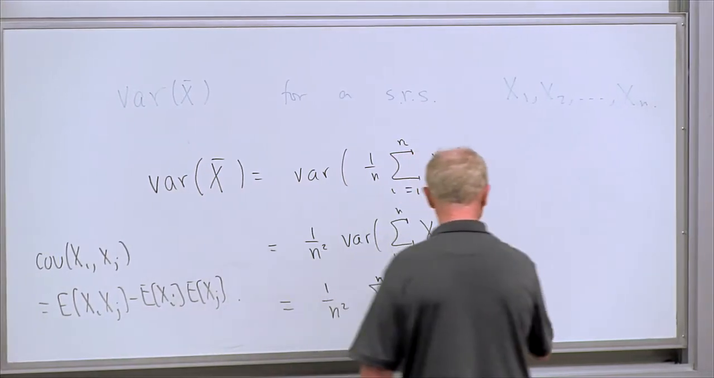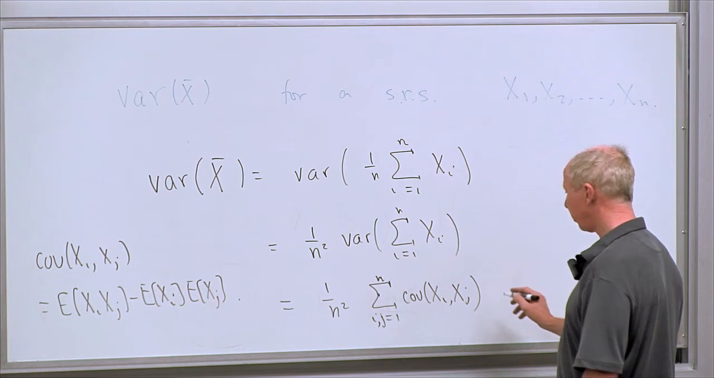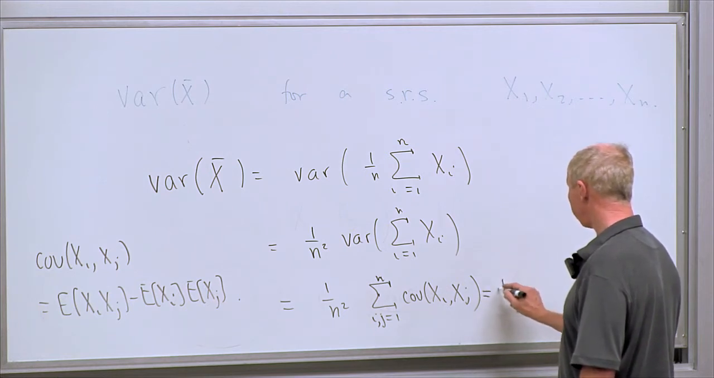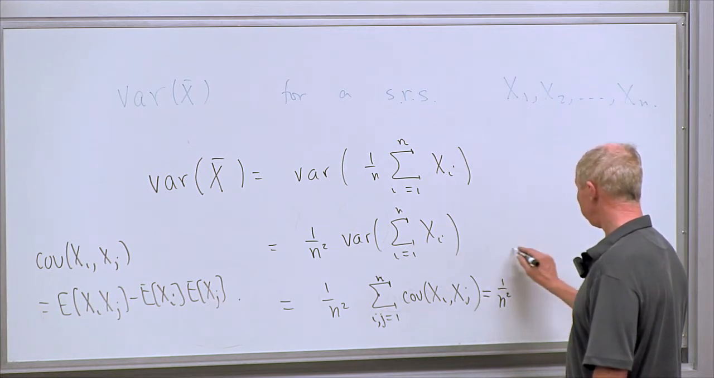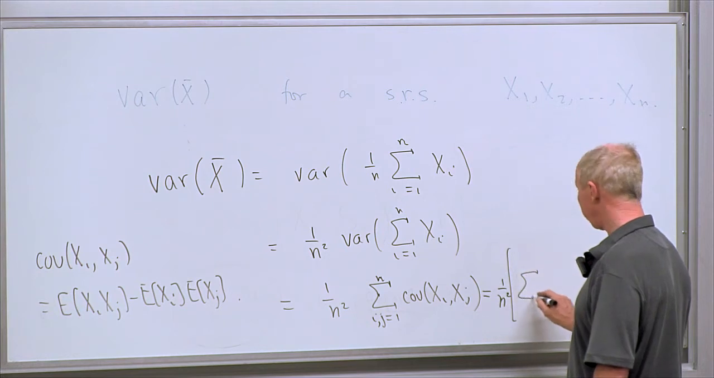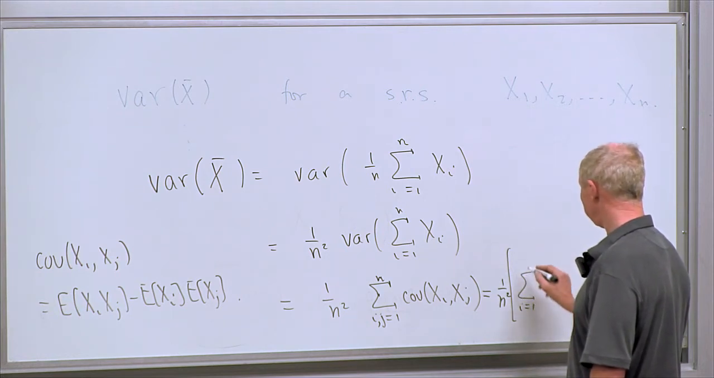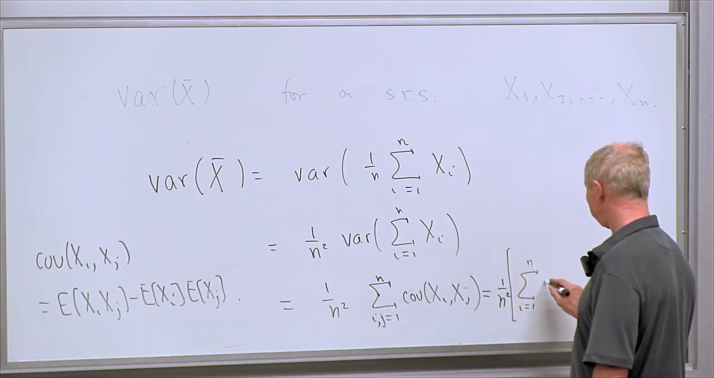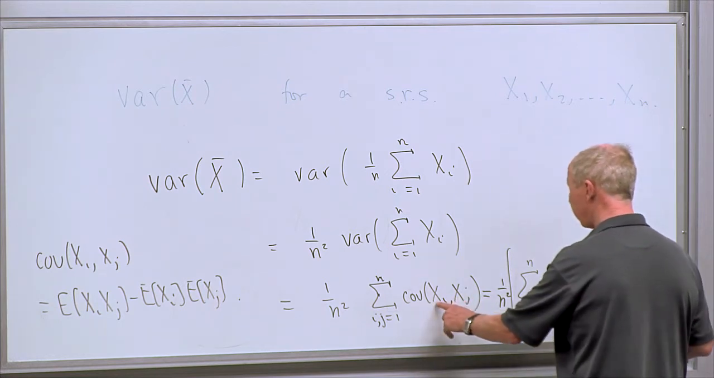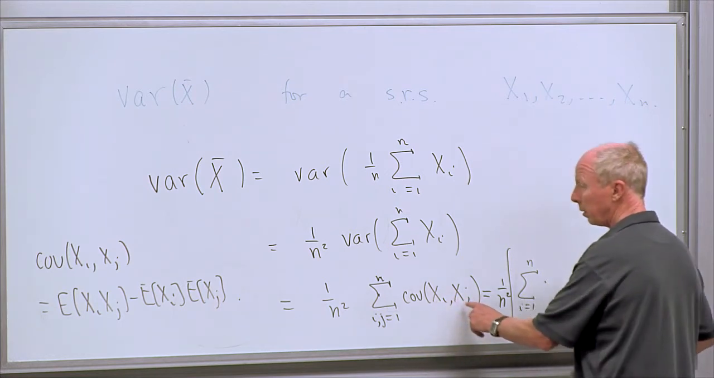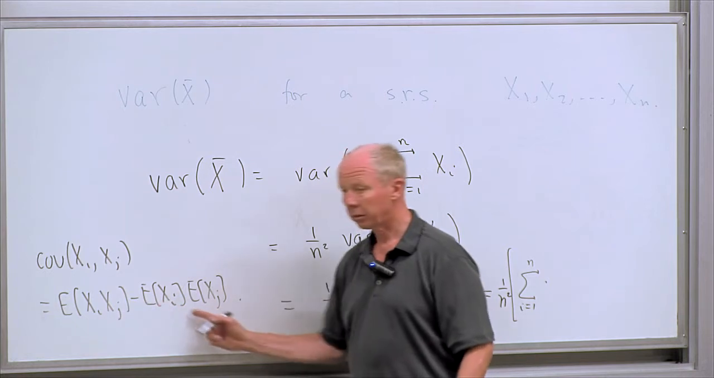Now, it's a little different when i and j are the same and when they're different. So I'll split this into two sums. One where i and j are equal. And then if I have the covariance of Xi, Xi, that'd be the variance, right?